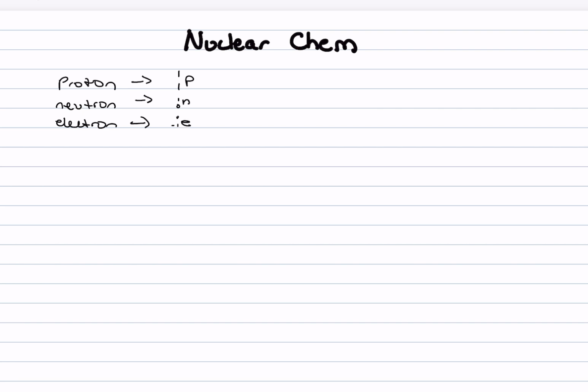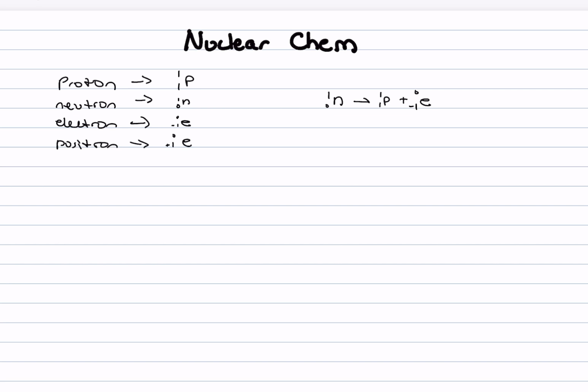So a proton is designated with a P with a 1 and 1, a neutron with an N and 1 and 0, an electron with an E and 0 and -1, and a positron, which is the antiparticle of the electron, is designated with a 0 and a +1. And here is an example of the types of reactions that are involved.